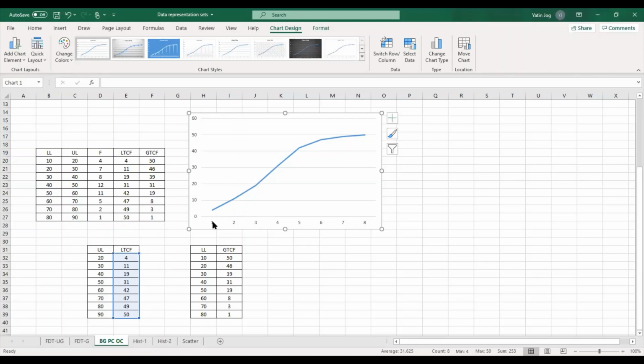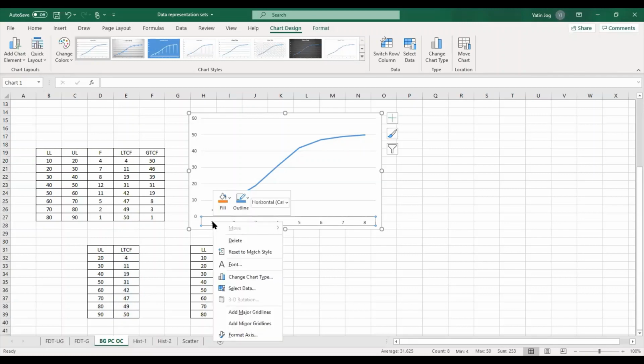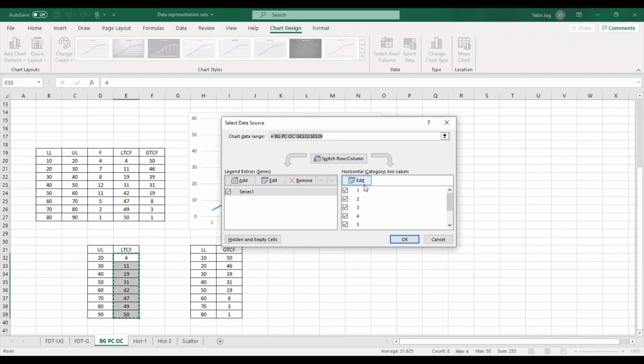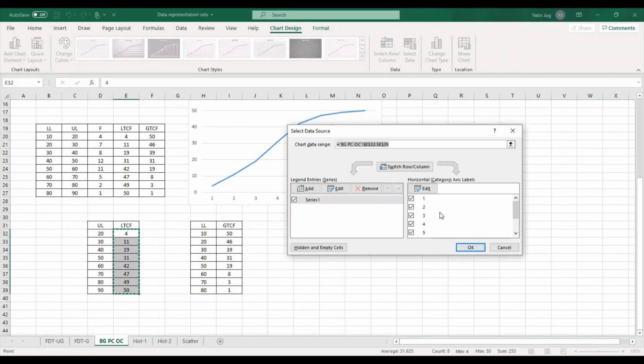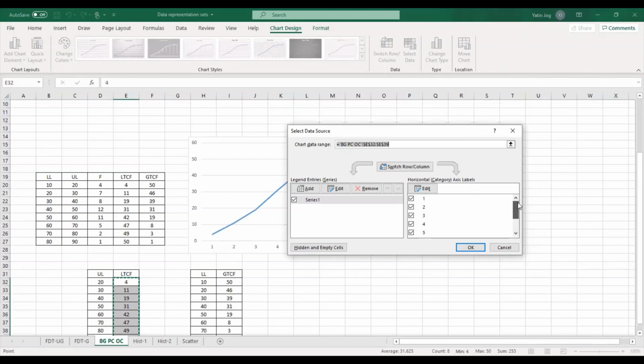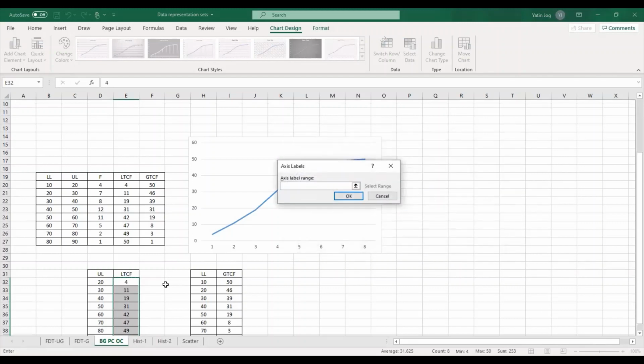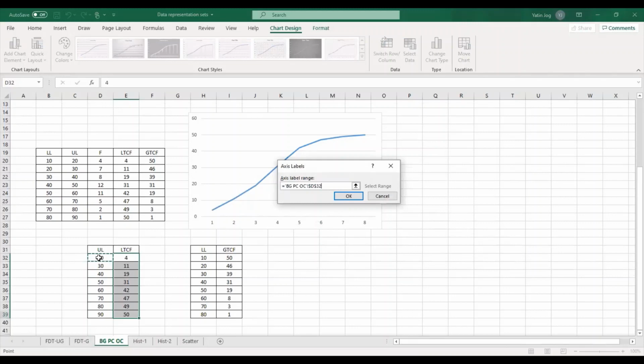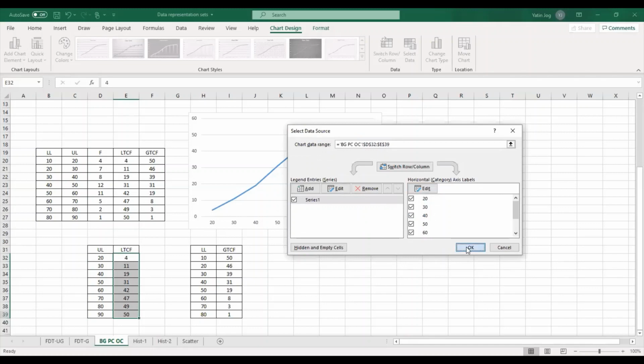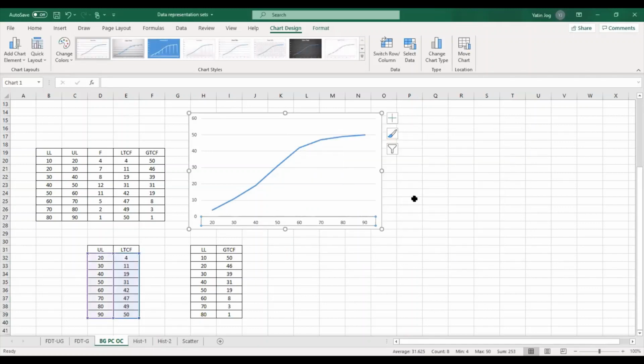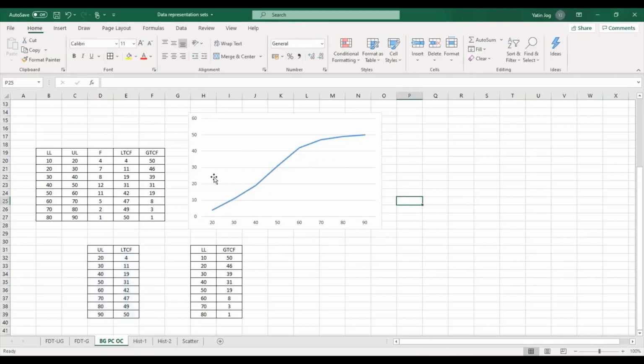So what I have to do is just select the x-axis, right click, and click on select data. Now the default values are 1, 2, 3, 4, 5, which you can see here. So you have to click on edit, and then you have to select the labels. So I'll select the whole column, because these are my labels on the x-axis, and once I select, you can see the x-axis has changed. Now it is showing all the values between 20 to 90. I'll just click on OK, and now this is my line chart, or I can say this is my less than type of Ogive curve.